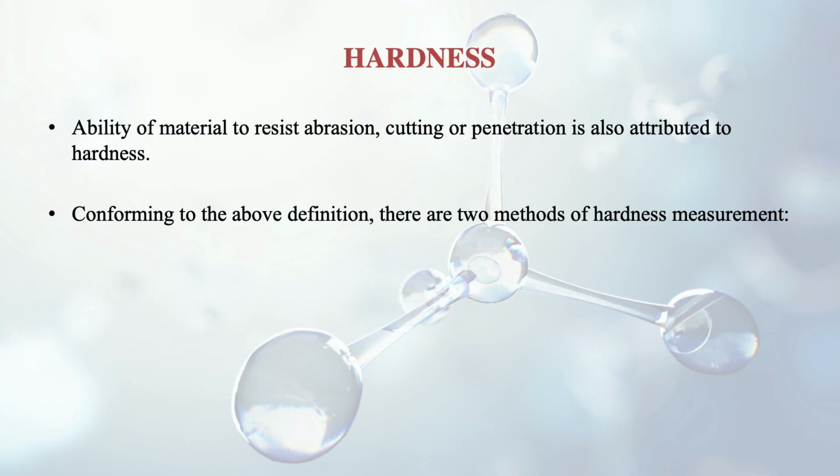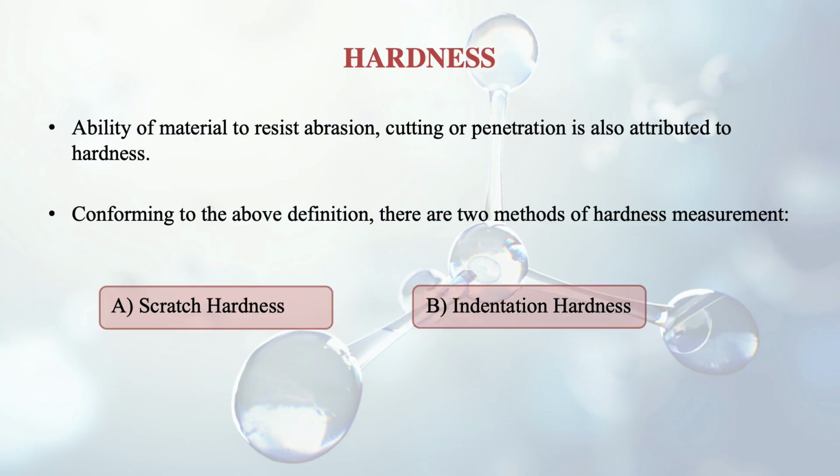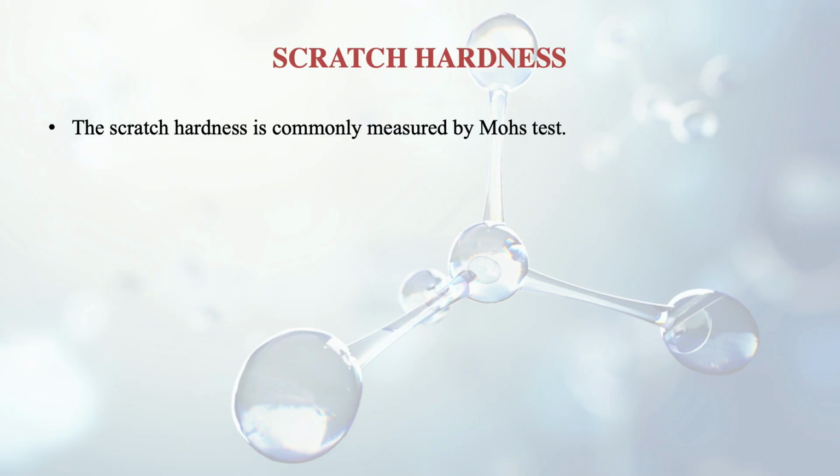And conforming to the above definition, there are two methods of hardness measurement. One is scratch hardness and the other one is indentation hardness. So when we talk about hardness, we have known the definition of hardness. Now we move on to how we will know how hard a material is. So there are two methods: one is scratch hardness, the other one is indentation hardness. Now we discuss the scratch hardness.